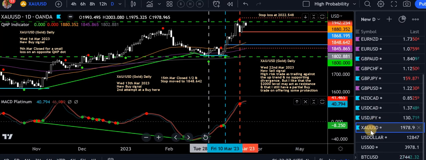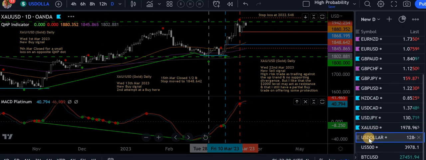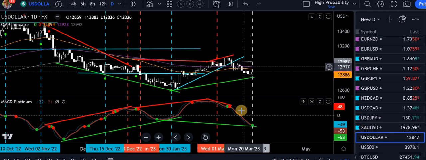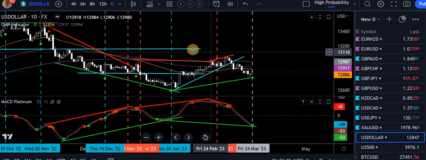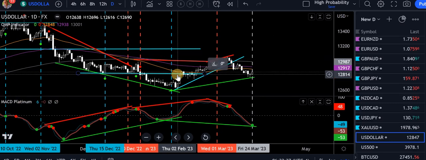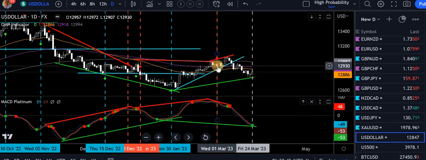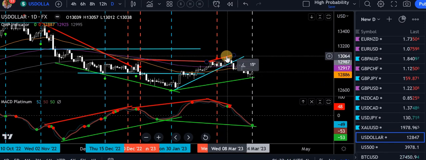So that's it for all the pairs, but we've got three more I'll just have a look at, more for fun. US dollar, I'm not trading at the moment, but I'd just like to have a look at it, it's another chart that moves. So I'll just leave all the lines on there, all the valid buy and sell signals, blue for buy, red for sell, obviously. So this last one here was a sell.